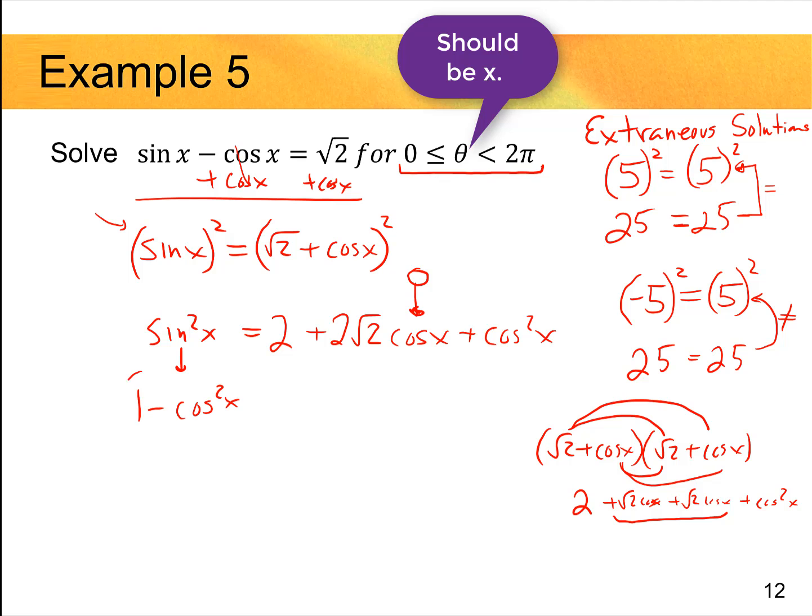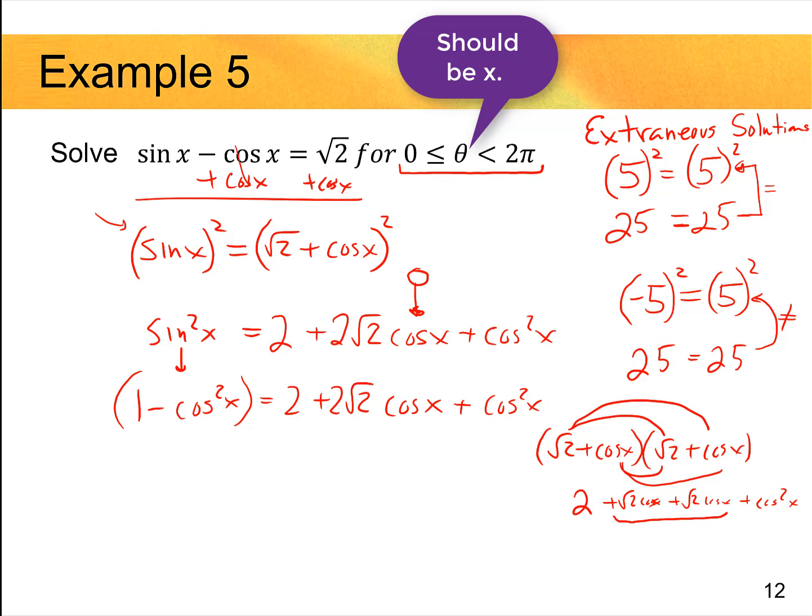Boom. Okay, so now notice that we have everything just in terms of the trig function of cosine. That is a big deal. We've got rid of sine x. That's essentially what we did. We got rid of sine x finally.